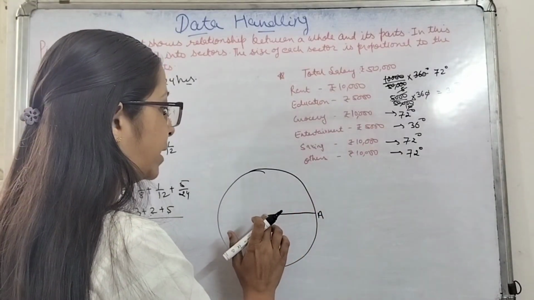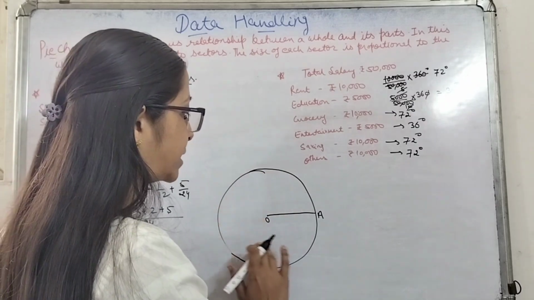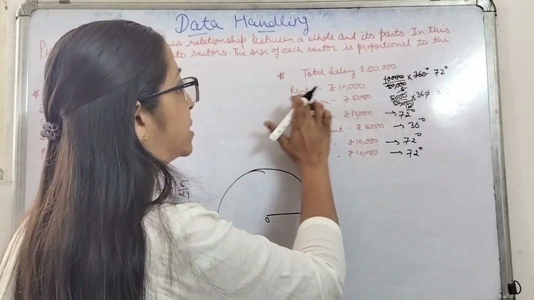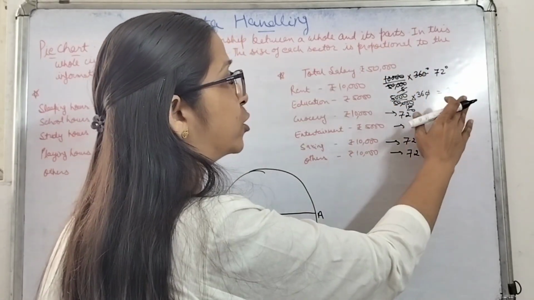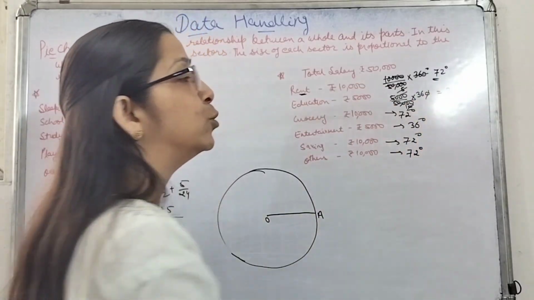Now total angle at the center will be your 360 degrees. Out of 360 degrees, which is your total salary, what part he is spending on rent, that is your 72 degrees. If total is your 360 degrees, so part on rent is your 72 degrees.